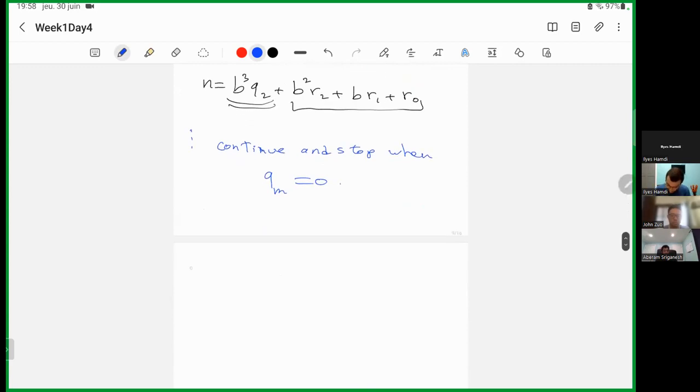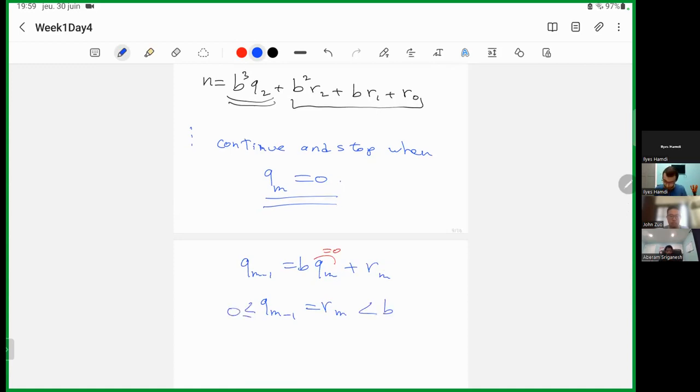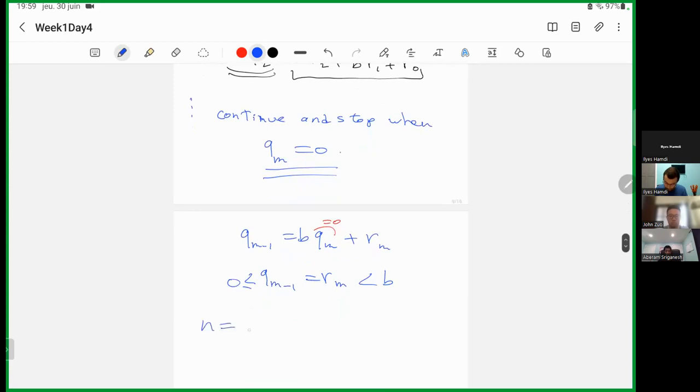So why? Just because imagine at some point I'm writing my divisibility: Qm minus 1 is B times Qm plus Rm, but Qm is equal to 0. So this is equal to 0. So what happens? Well, this means Qm minus 1 is equal to Rm, which is less than B, at least 0, of course. So this means in my expression, basically I will be done.